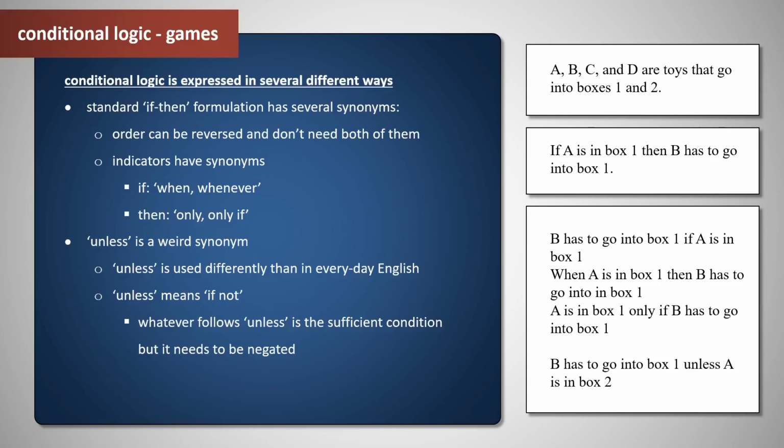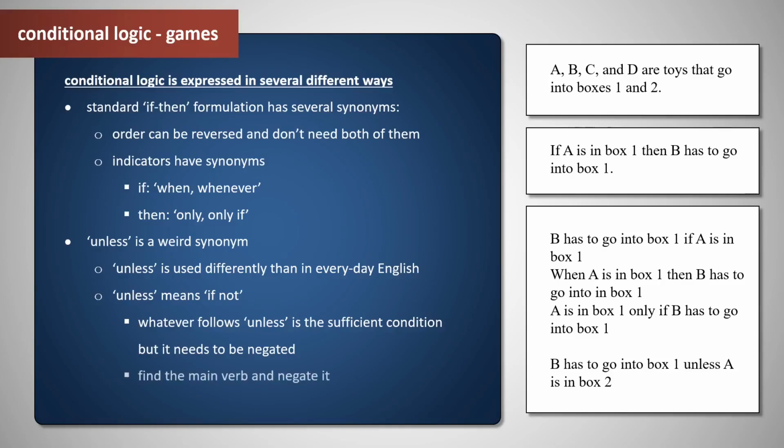Part of the reason I don't go into that, and part of the reason why I teach it this way, is because unless is actually used a little bit less strictly in everyday language. In everyday English, it's got a slightly broader meaning than it does in the test. So just to keep things simple, I tell students, whenever you see unless, replace it with an if not, meaning that whatever follows unless is the sufficient condition, and you put that at the beginning of the arrow, and you make sure that you negate it.